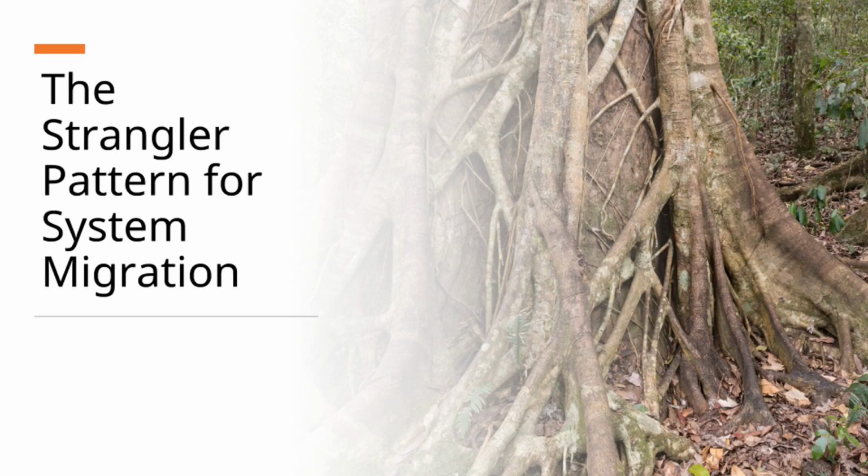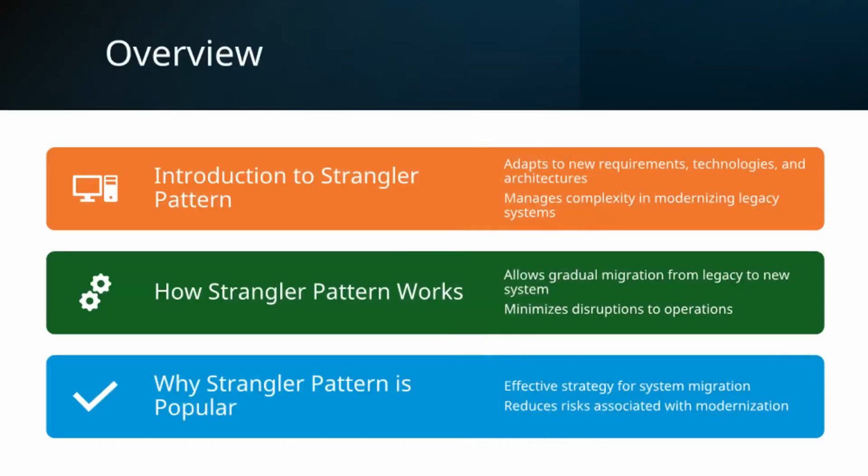In this video we're going to take a look at a pattern that is used for system migration called the Strangler Pattern. Let's go ahead and take a look at the details of what the Strangler Pattern is and how it is used. The Strangler Pattern is a strategy for system migration. It adapts to new requirements and technologies, managing complexity and modernizing legacy systems. This pattern allows gradual migration, minimizing disruptions. It's popular due to its effectiveness and risk reduction.